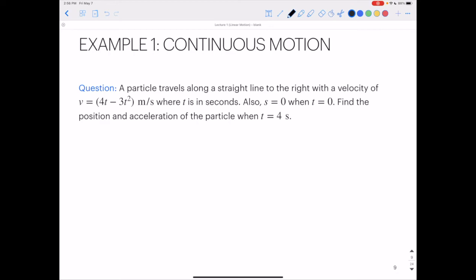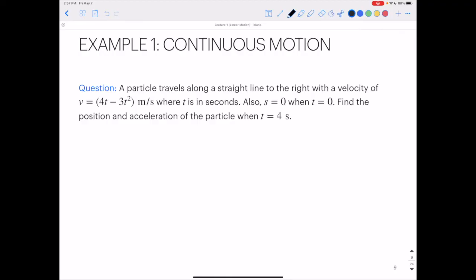Let's do an example now. In this example, we have a particle traveling along a straight line to the right with a velocity v equal to 4t minus 3t squared meters per second, where t is in seconds. It also tells us that s is equal to 0 when t is equal to 0, and the question is asking us to find the position and acceleration of the particle when t is equal to 4 seconds. So we're given a function for velocity, and some initial conditions, and it's asking us to find position and acceleration after 4 seconds.